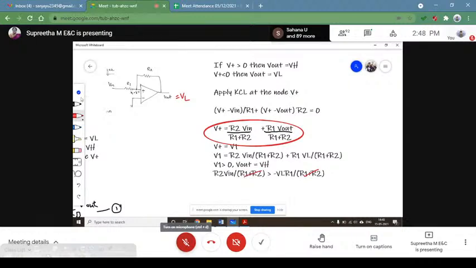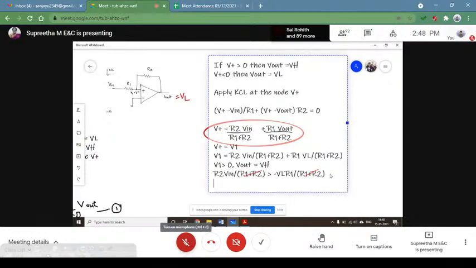So I get Vin must be greater than minus of VL into R1 by R2, or I can say the other way around, R1 by R2 into minus of VL. Yes? Correct? What happens in this case when Vin is greater than minus of R1 by R2 into VL?